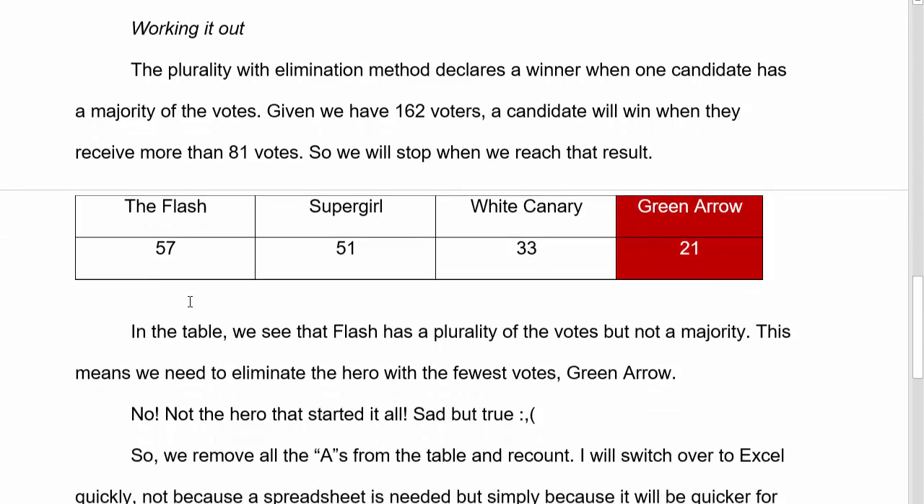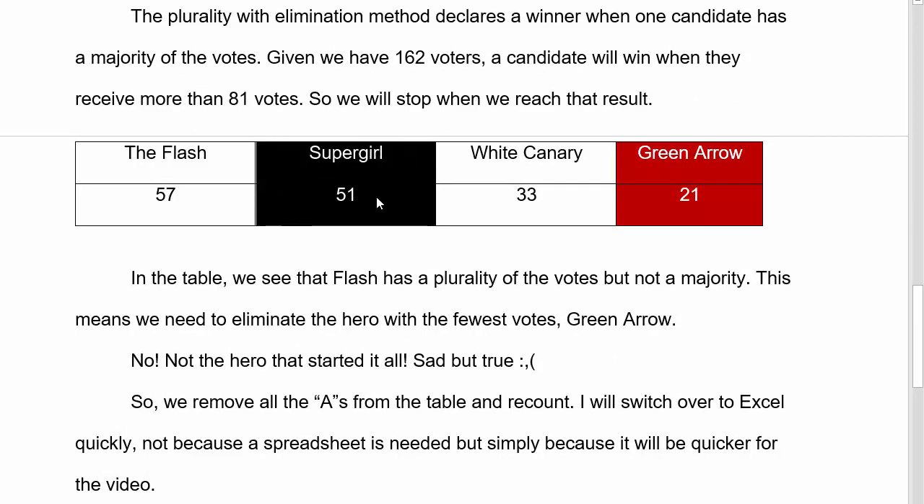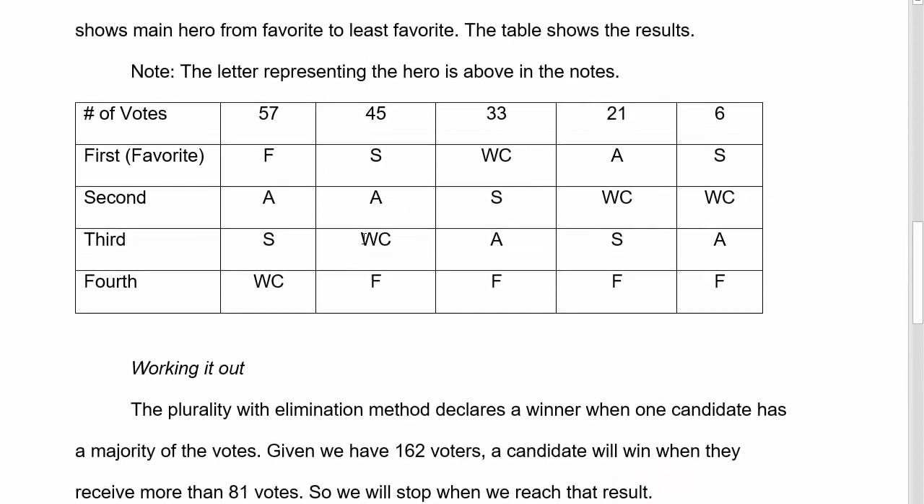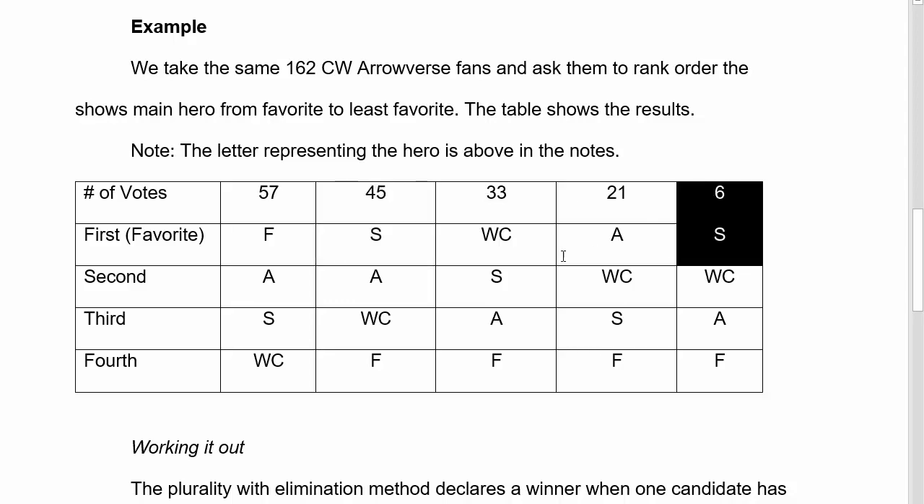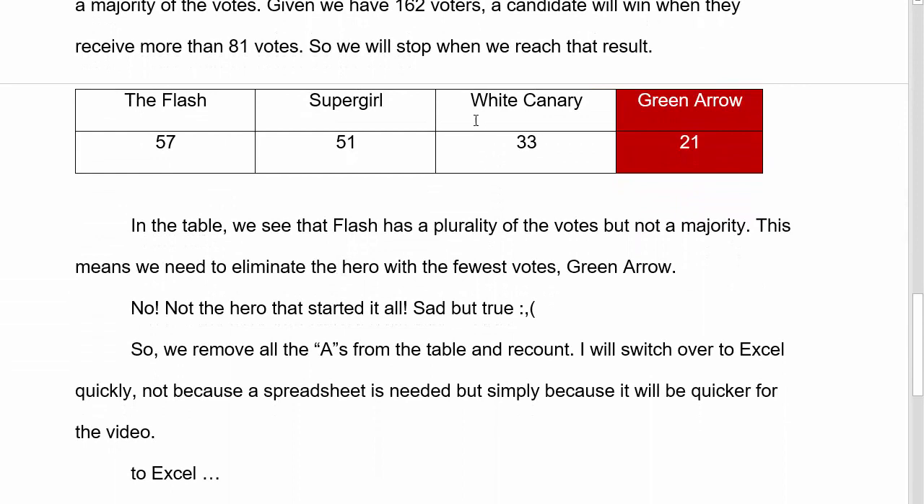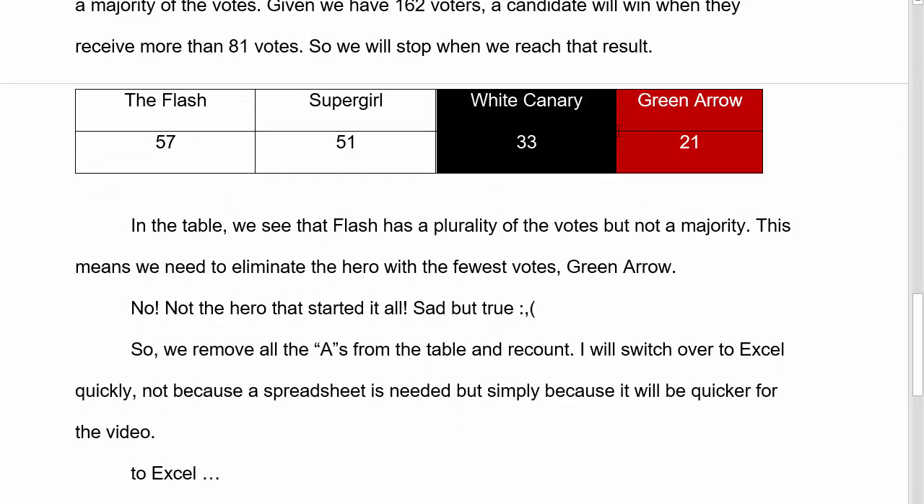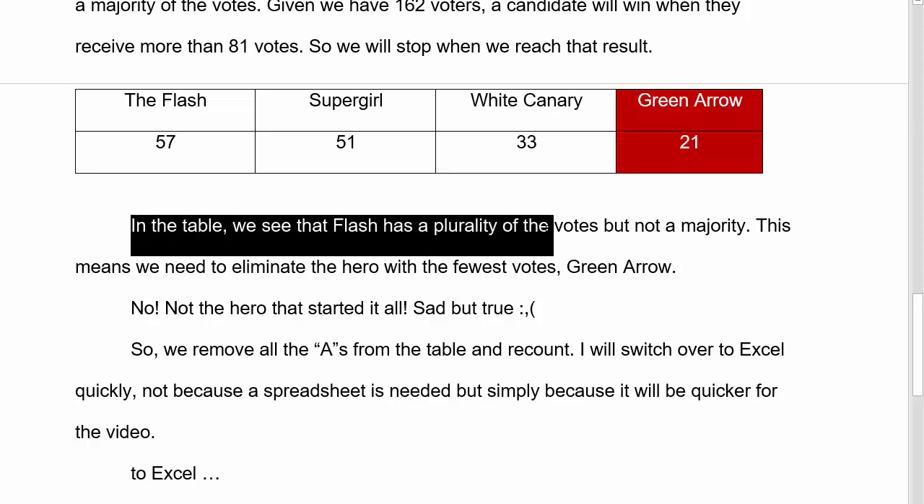Now, from last time, we got the Flash at 57, Supergirl at 51. Now remember, Supergirl has 51 because she got 45 votes from this group. She also got 6 votes from this group. So I just wanted to remind you where the 51 came from. White Canary had 33, but Green Arrow only has 21. So in this table, we see that Flash has a plurality of votes, but not a majority, not 82 votes.